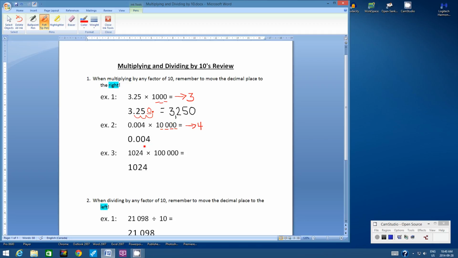All right, so let's rewrite the question here, 0.004. So let's move it four places to the right. 1, 2, 3, 4. All right, let's place the decimal there, and we have to fill this place value column with a 0. So when we rewrite it, let's write it from the left, 00040, decimal.